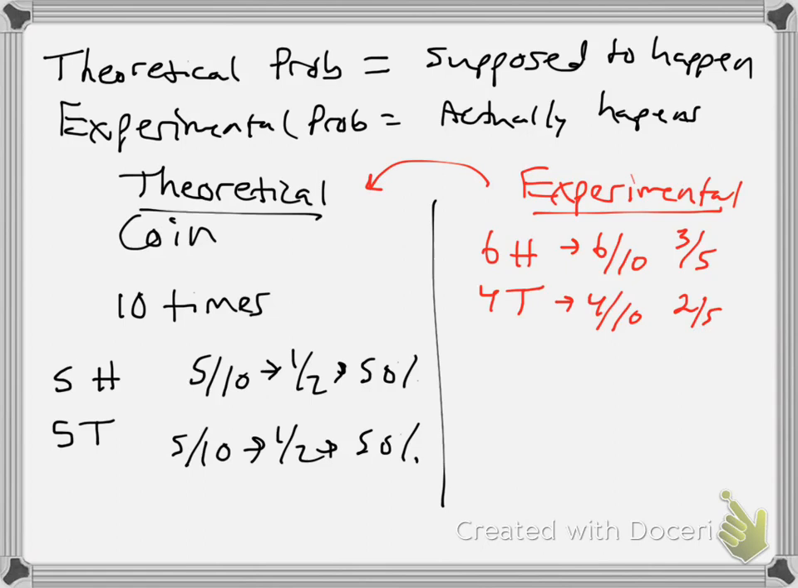But that never changes the theoretical. The theoretical of a coin is always 50-50. There are 2 possible outcomes, and each possible outcome has an equal chance of being picked. So let's talk about this a little bit.